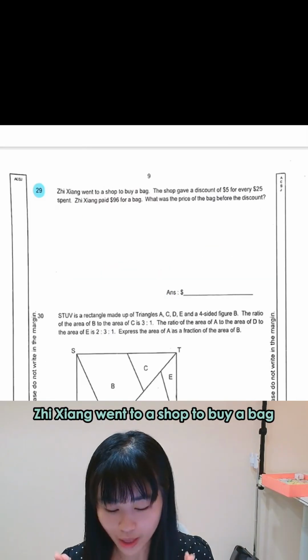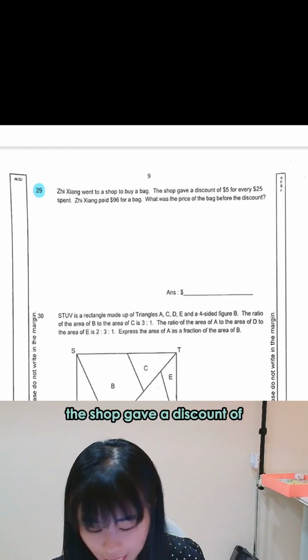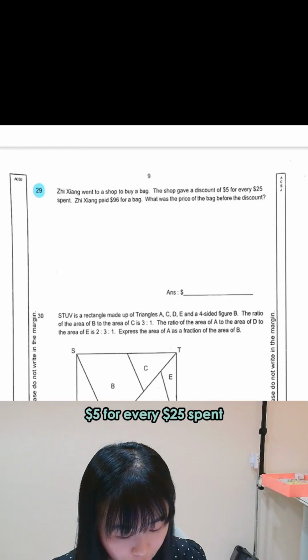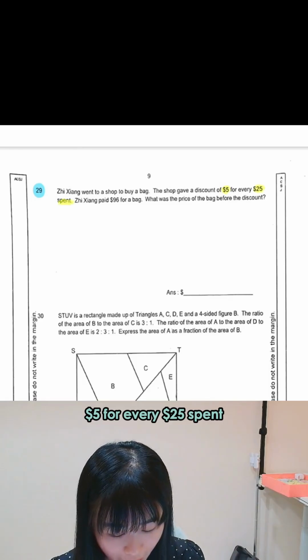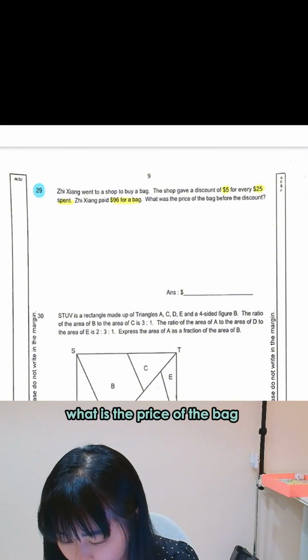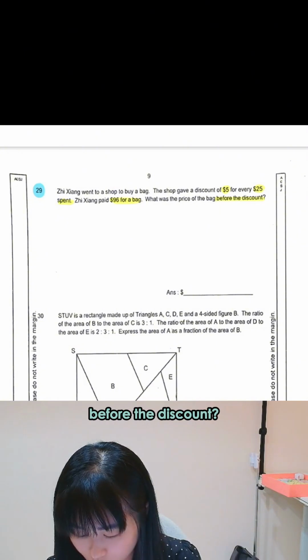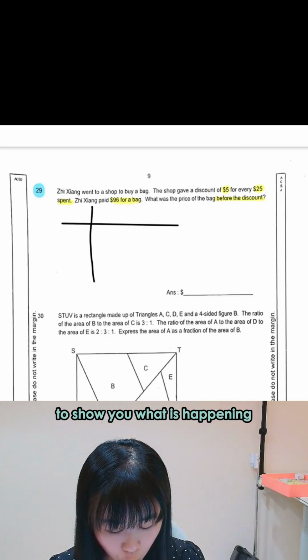Zhi Xiang went to a shop to buy a bag. The shop gave a discount of $5 for every $25 spent. Zhi Xiang paid $96 for a bag. What is the price of the bag before the discount? I'm going to draw this table to show you what is happening.